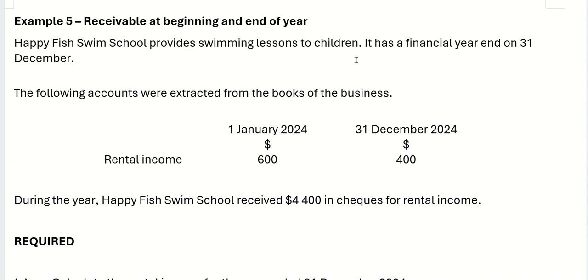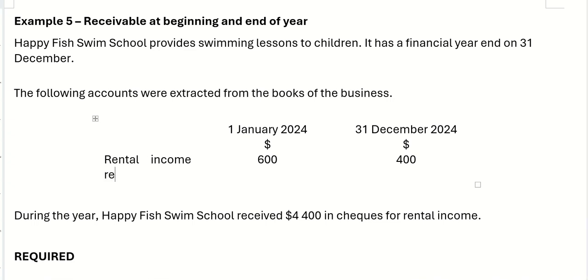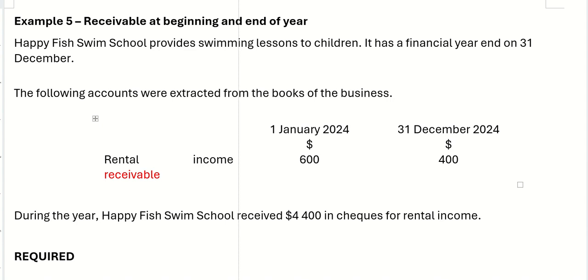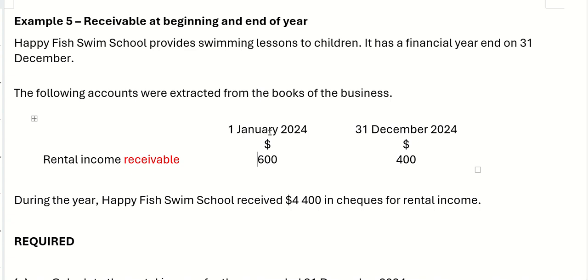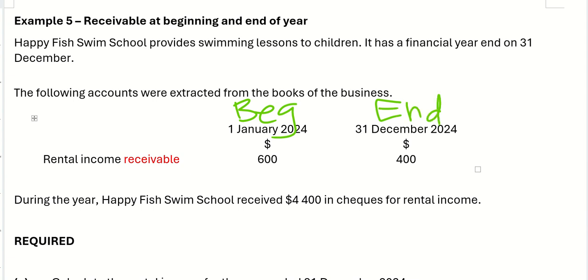Now, example 5 has a rental income receivable. Can you add on this word receivable here? There is a rental income receivable. All right, and this rental income receivable has an opening balance and has a closing balance. This rental income receivable has an amount at the beginning of the year and at the end of the year. So whenever we look at this, we always want to ask ourselves, when did I earn this income?